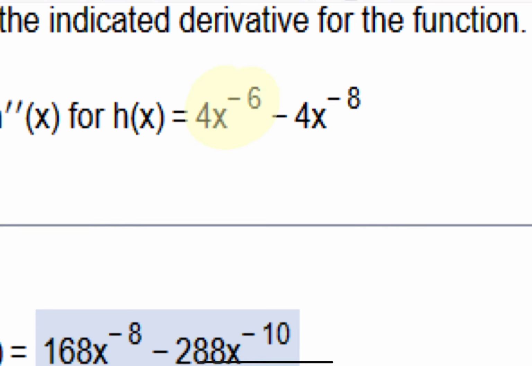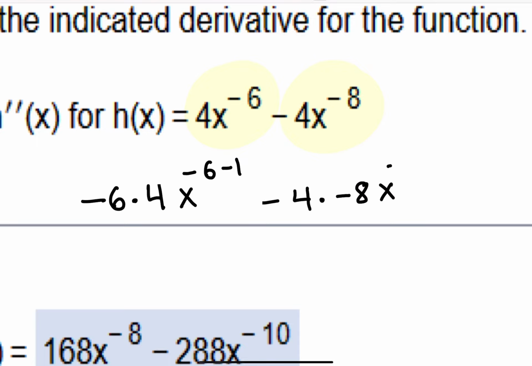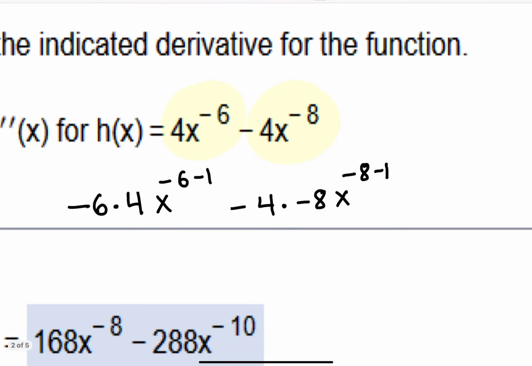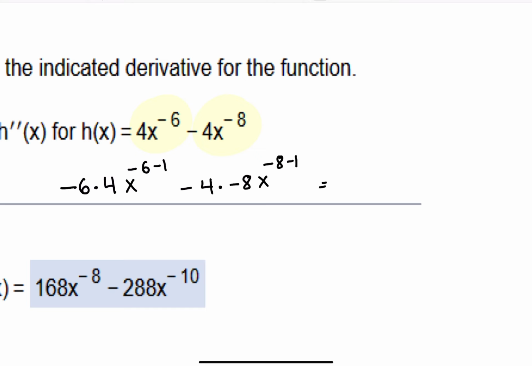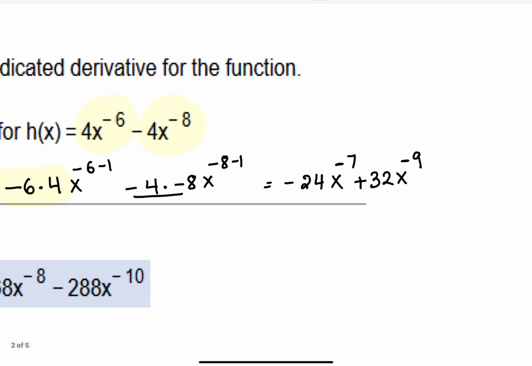I'm going to start with the first derivative of these two. And how does that work? It is negative 6 times 4, x to the power negative 6 minus 1. Negative 4 times negative 8, x to the power negative 8 minus 1. So when I combine these, what do I end up with? Negative 6 times 4 is negative 24, x to the power negative 7. Negative 4 times negative 8 is positive 32, x to the power negative 9. And once I have this, I'm going to find the derivative of this one now, which is going to be my second derivative.